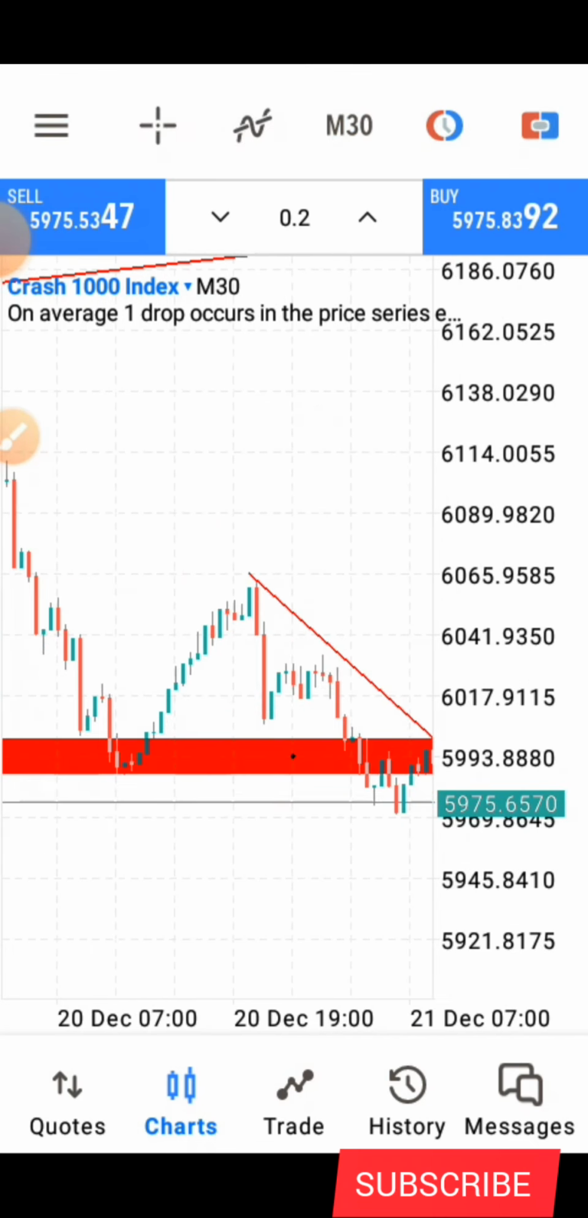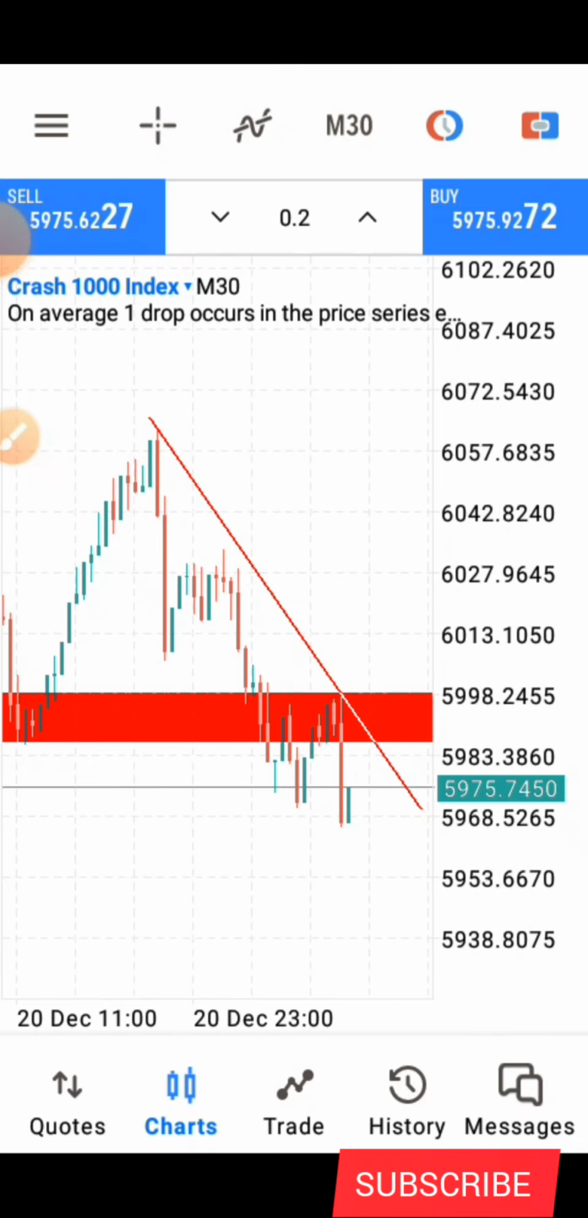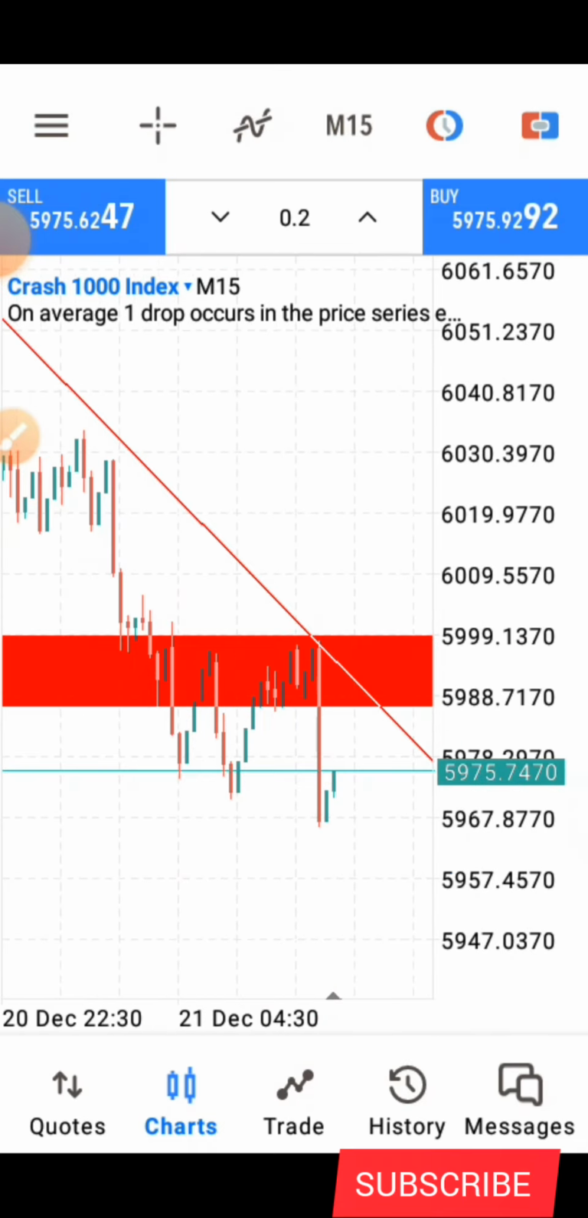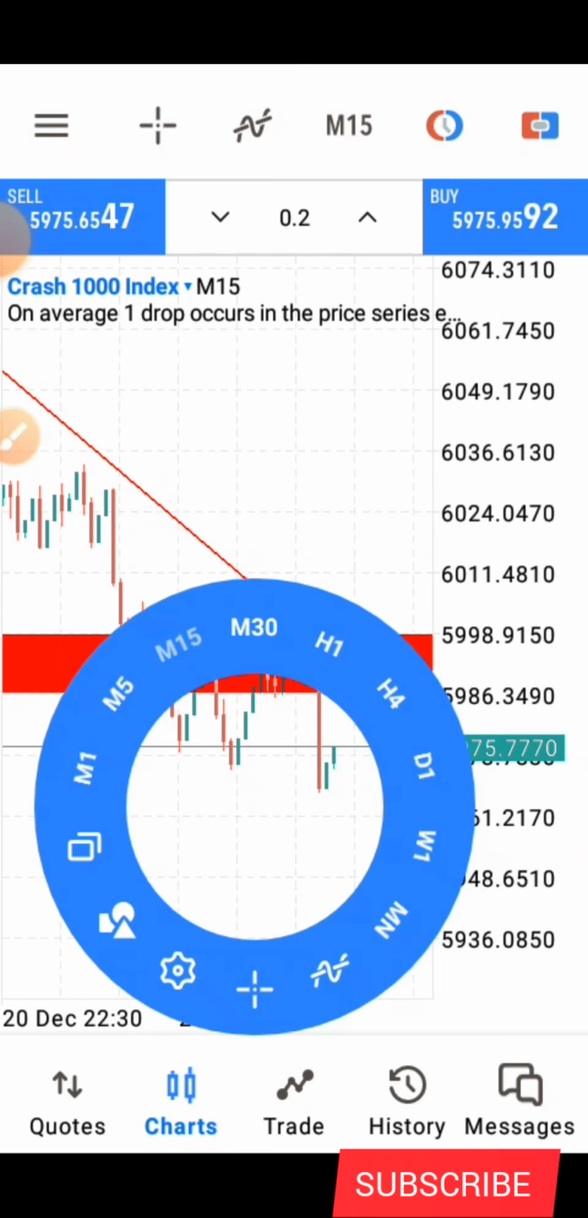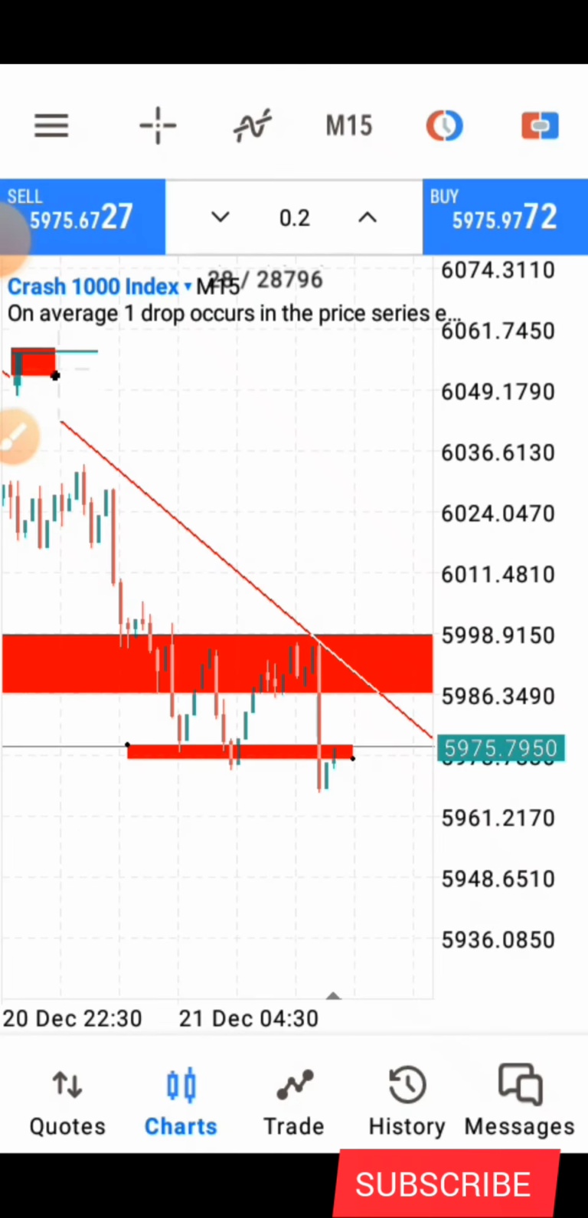Let me shift it so that... now let's step down to the 15-minute time frame and see what's going on. So here on the 15-minute time frame, I can spot that there's a mini support and resistance zone here also. The price might reverse from, right? So as you can see, price is currently going up.